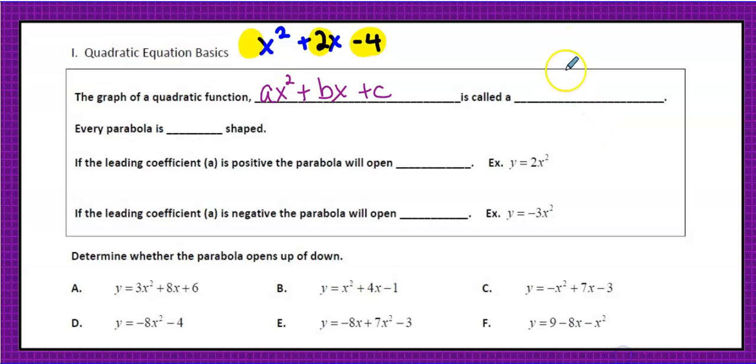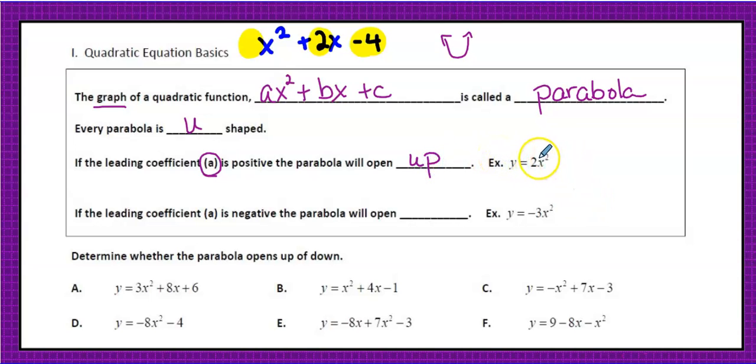Okay, the graph is called a parabola. Every parabola is U-shaped, so it would look something like this. And it is a function. It does go out a little bit, every one of them does, even though some of them look like they go straight up. If the leading coefficient, in other words the a value, is positive, the parabola is going to look like this U right here. It's going to open up.